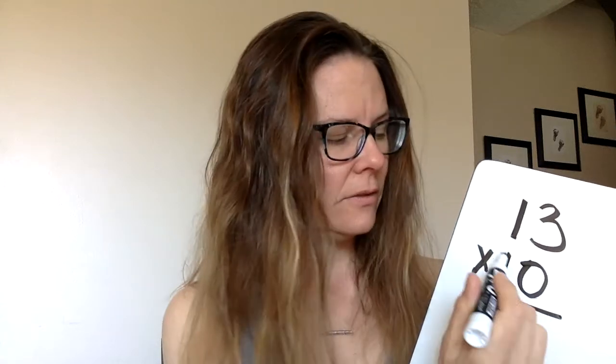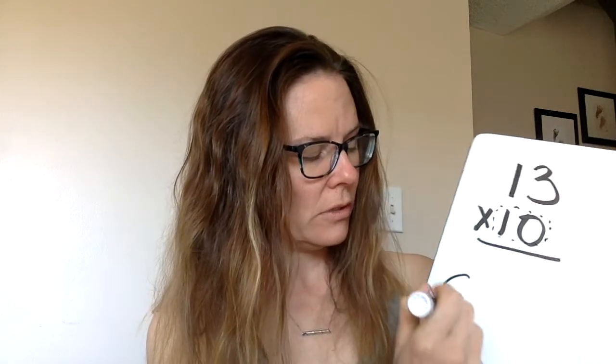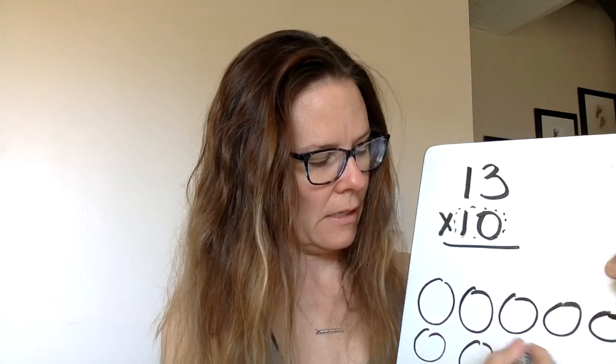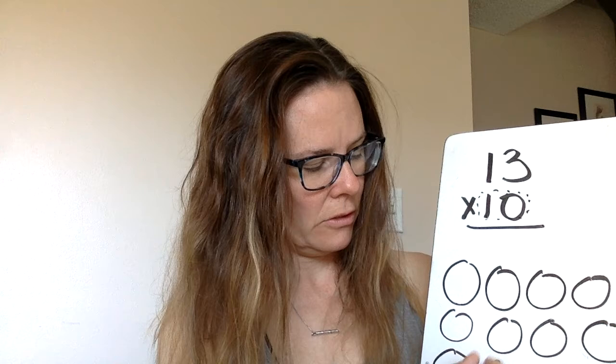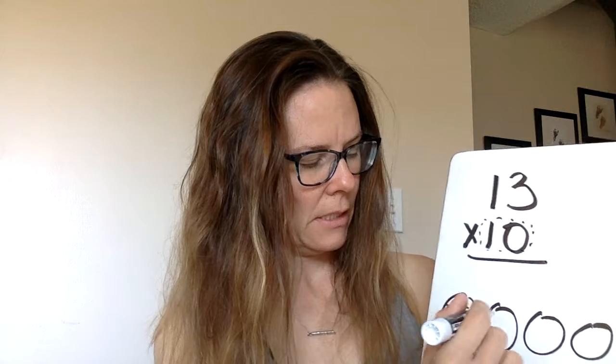Now, if I am doing a number that looks like this, and it's, let's say, 13 times 10, there's a 0 there, but it's not 0. It's 10. So this is the number that we're multiplying by. So I can look at it as 13 groups, 1, 2, 3, 4, 5, 6, 7, 8, 9, 10, 11, 12, 13 groups with 10 things in each group.